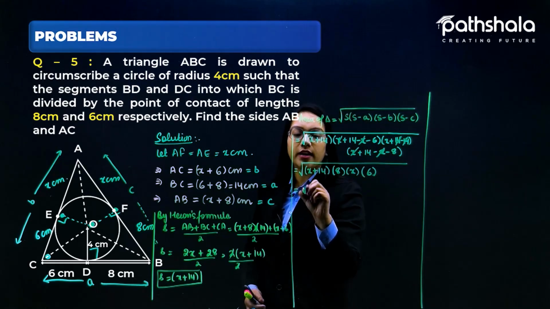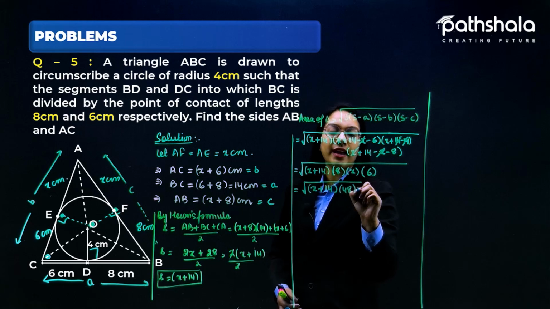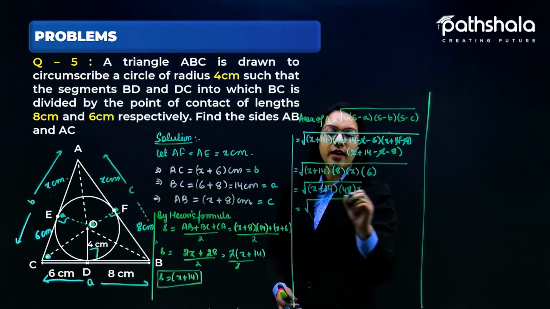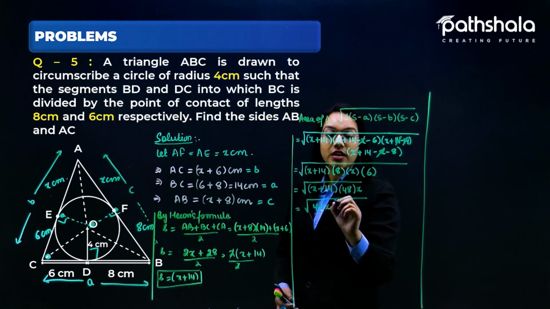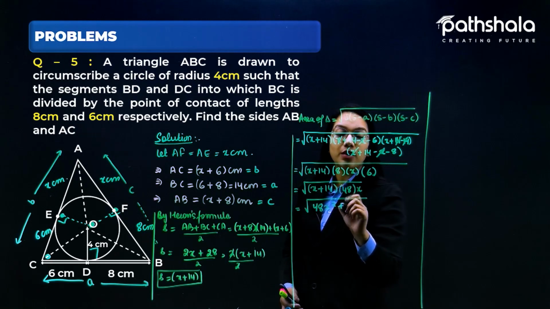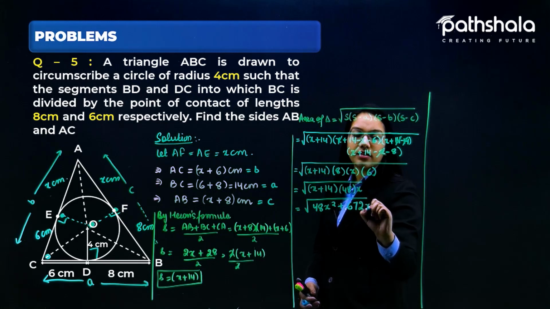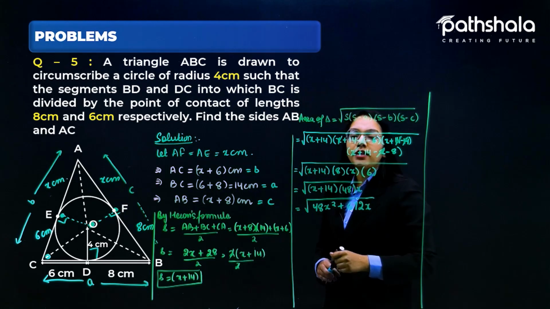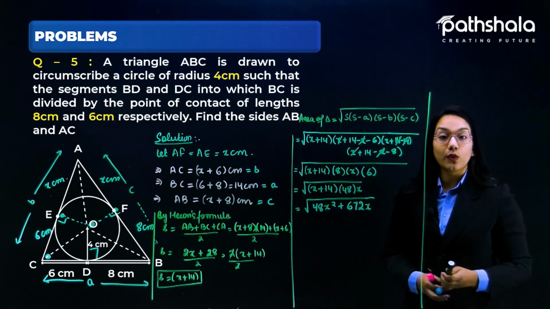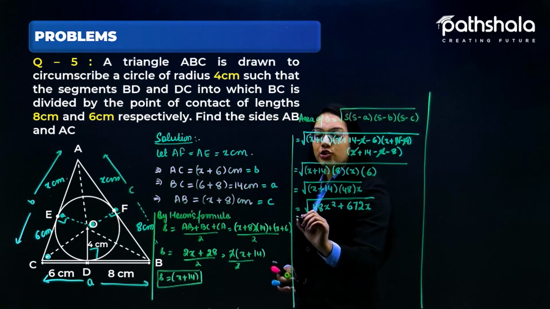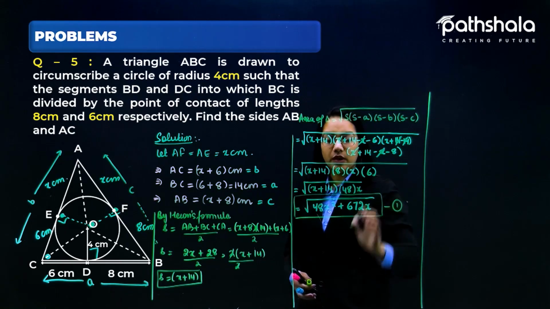So at the end, what are we getting? We are getting the square root of X plus 14, 48X. And if I sort it out, we are getting the answer as 48X square plus, if you multiply 14 and 48, you will get 672X. So this is the area of the whole triangle ABC. Let us call it equation number 1.